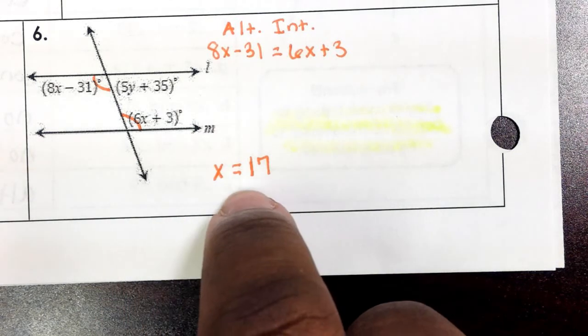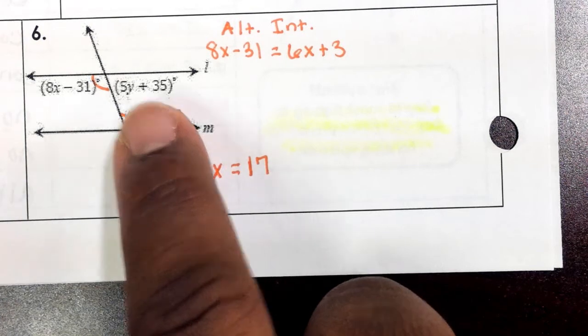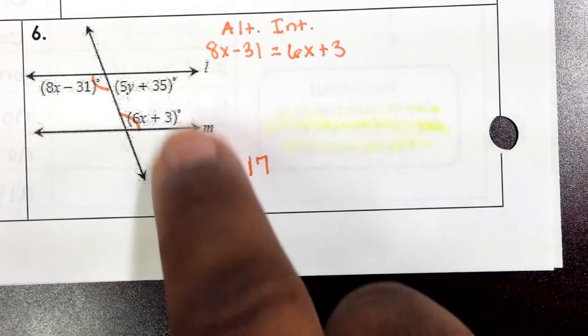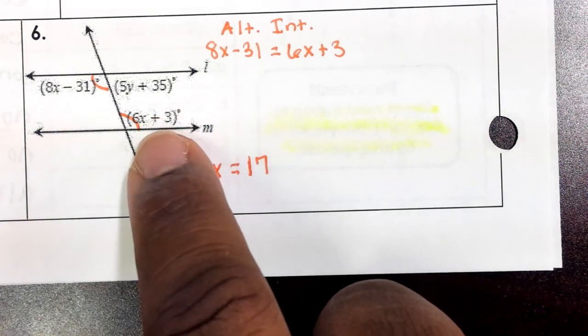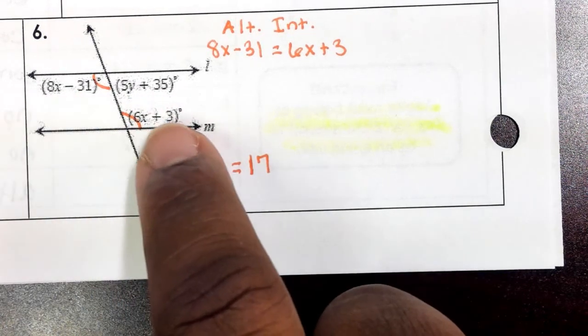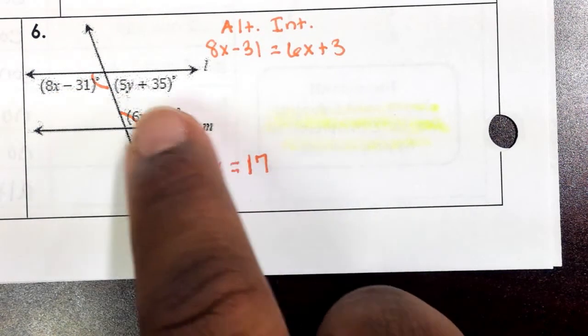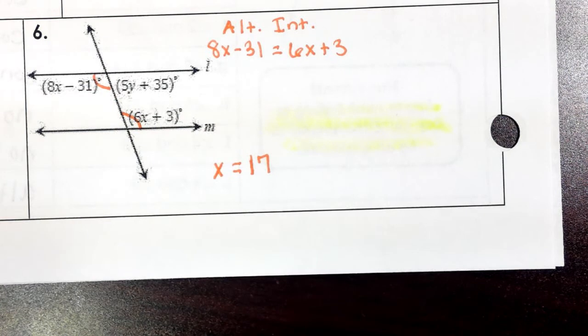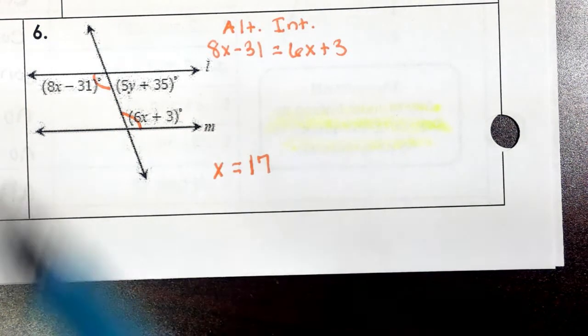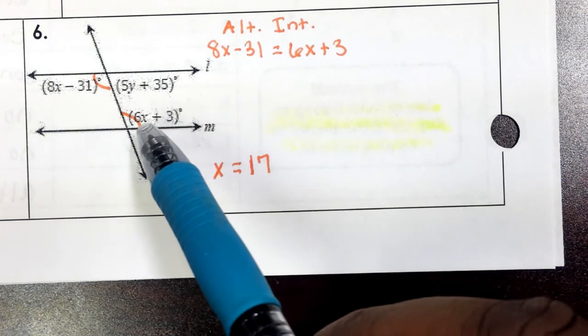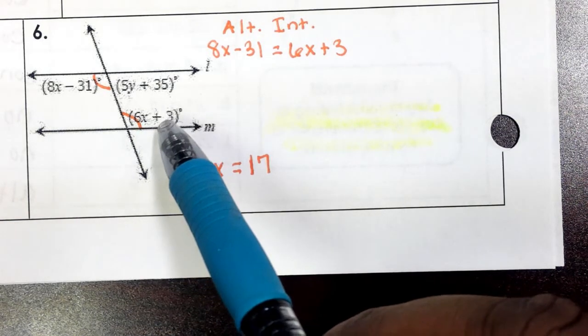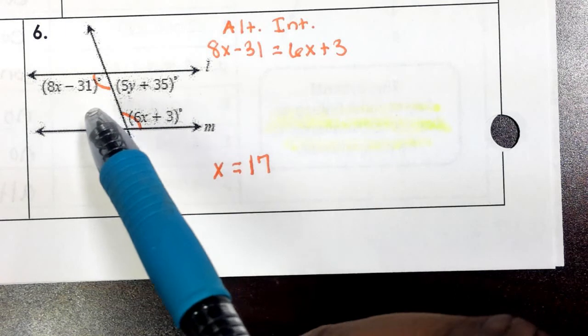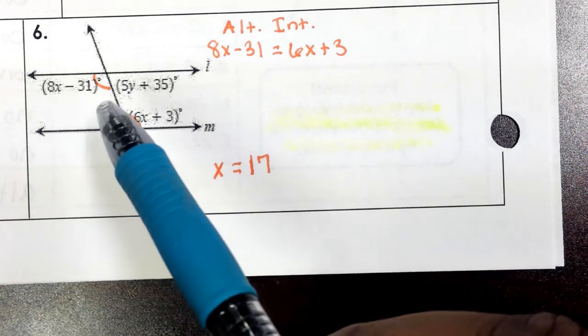Because now that I found x, I can actually plug in and find my angle. And I know these two angles are going to be congruent, so I could plug into either one of these and get what these angles are going to be, because they should be congruent to each other since they're alternate interior angles. Like I said, I always choose to plug into the easier thing. The easier one to plug into for me on this one would be 6x plus 3, because it's a much smaller expression than 8x minus 31. Wouldn't you agree? I hope you would agree.